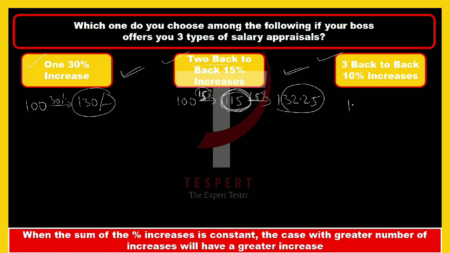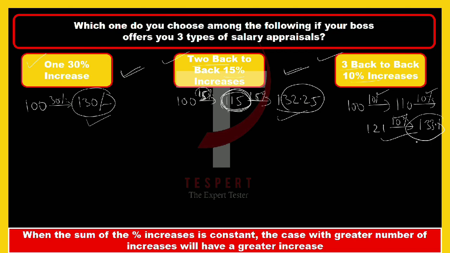The initial amount is 100, a 10% increase means 110 rupees, and again a 10% increase will be equal to 121 rupees. And then another 10% increase, because there are three back-to-back increases: first, second and third. So 121 becomes 133.1 rupees. So which one is the greatest among these three? Here 130, 132 and 133. So you will choose this type of appraisal, 133.1, because what is the rule here?